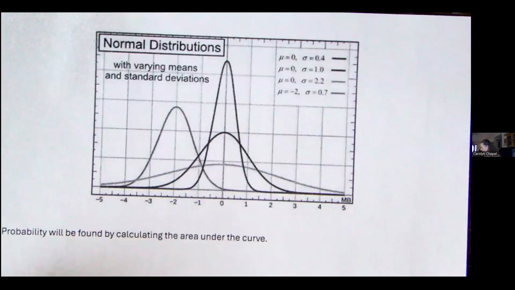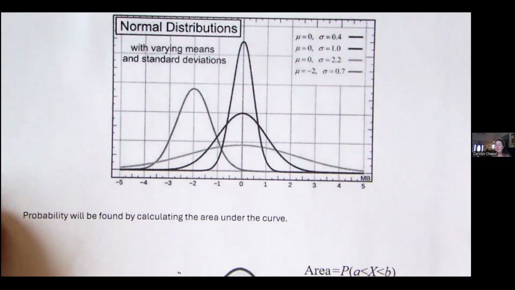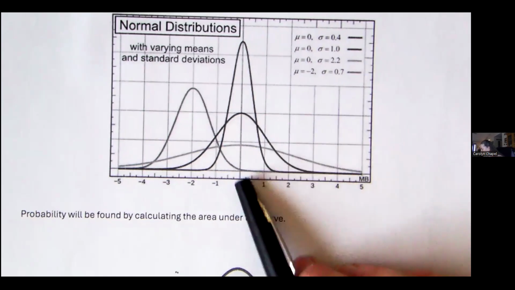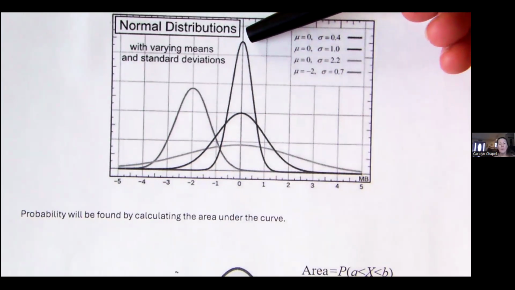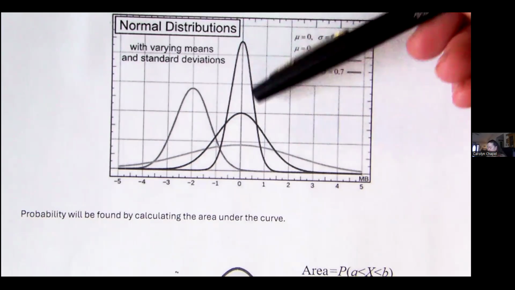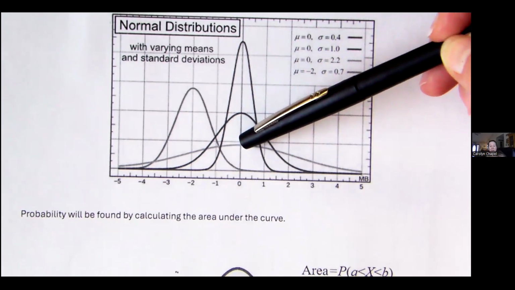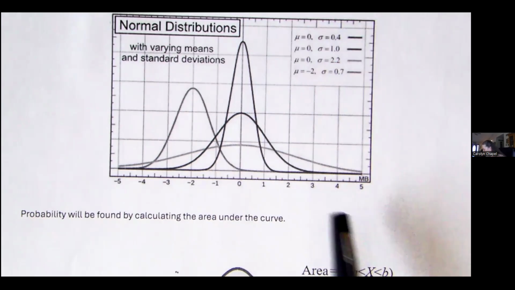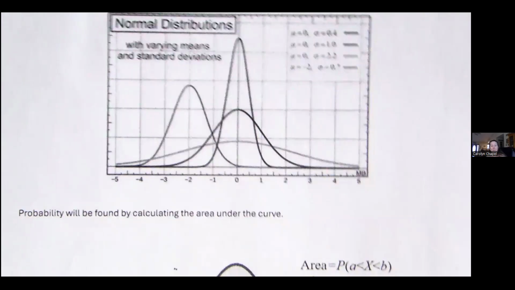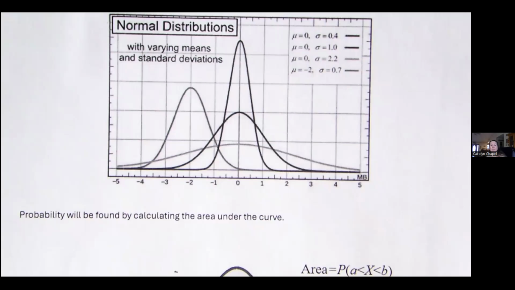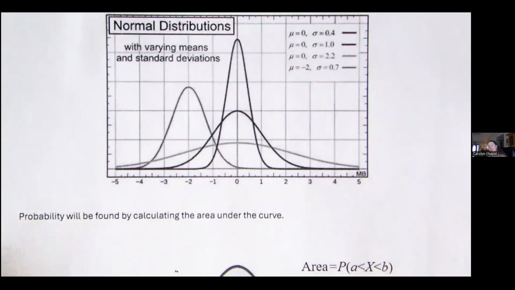Okay. I have one more curve picture for you, just to make sure you can really see those different pieces. Again, here's one centered at 0 with 0.4, very steep. Here's one centered at 0 with standard deviation of 1. This is centered at 0 with a standard deviation of 2.2. And then we slid it over to have a mean of -2, so it's centered at -2, and it has a standard deviation somewhere between the 0.4 and the 1, which is 0.7.